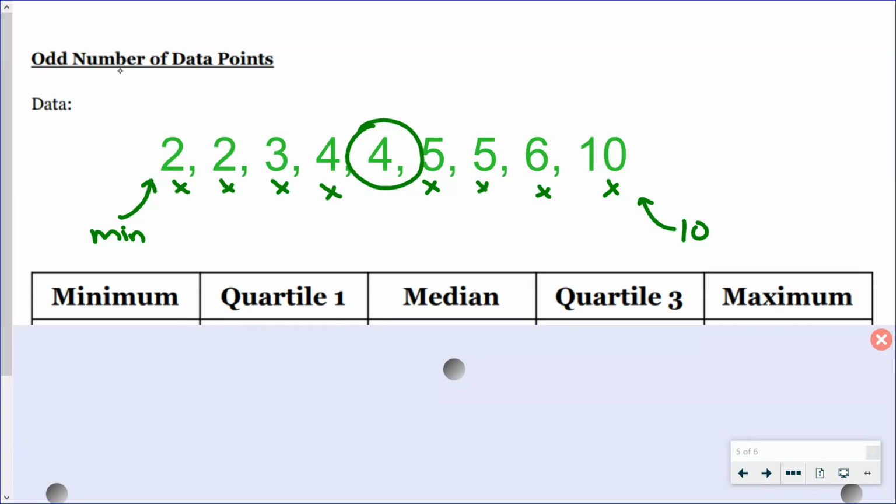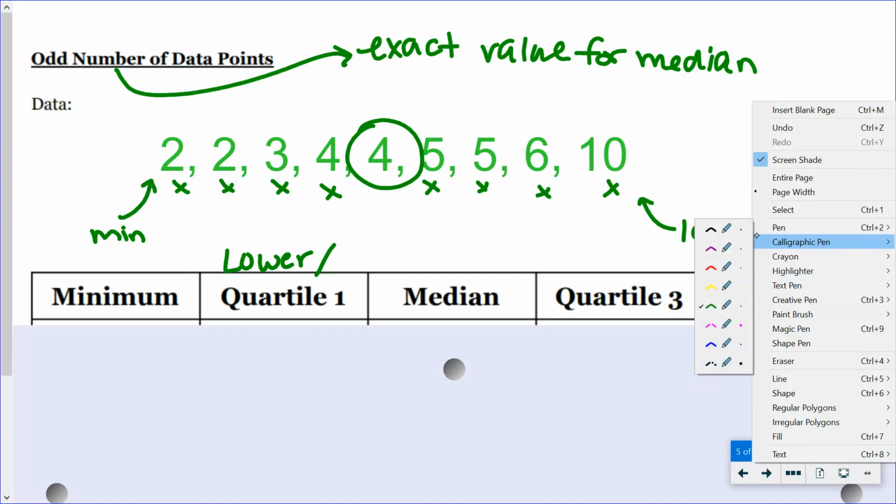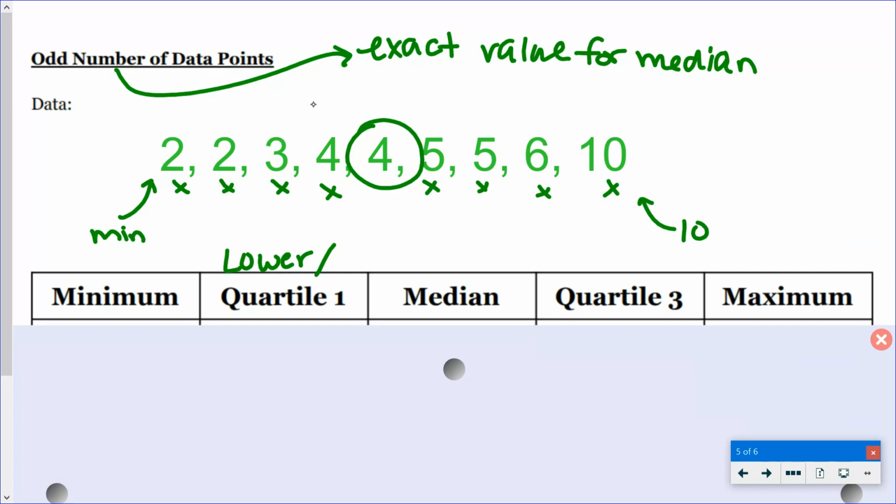Whenever you have an odd number of data points, you will have an exact value for the median. And you'll see the opposite of that in a second, okay? So my median is 4. Now I'm going to find my lower quartile, or my quartile 1, okay? Sometimes we call this the lower quartile. So what I'm going to do is take my values and look at everything to the left of my median, not including my median.